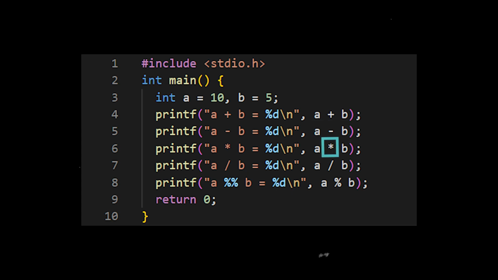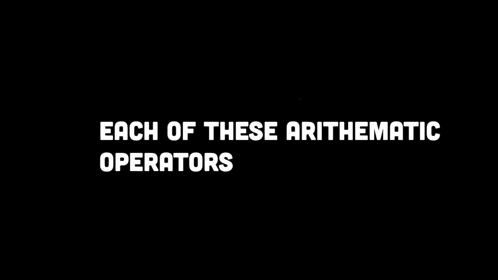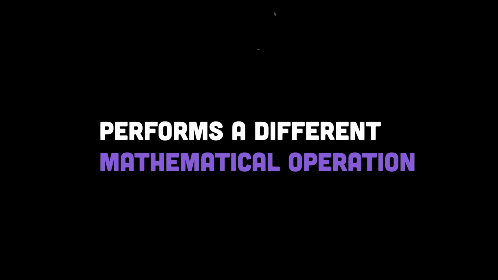The multiplication operator multiplies a and b together and returns a result of 50. The division operator divides a by b and returns the result of 2. The modulo operator calculates the remainder of a divided by b and returns the result of 0. Each of these arithmetic operators performs a different mathematical operation and can be used with various data types, including integers and floating point numbers in C.